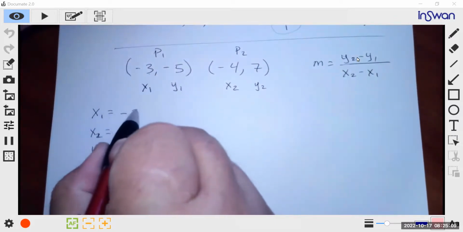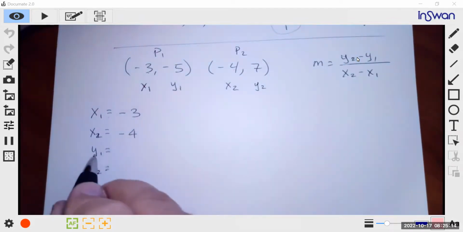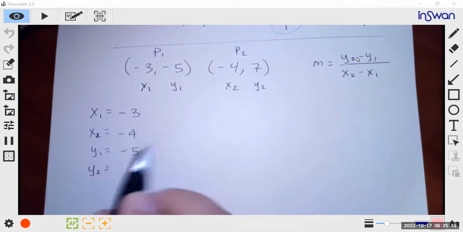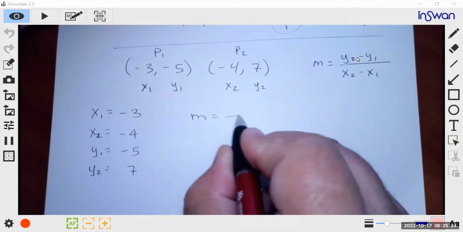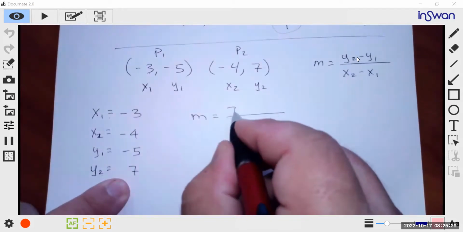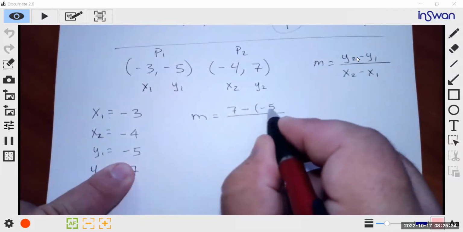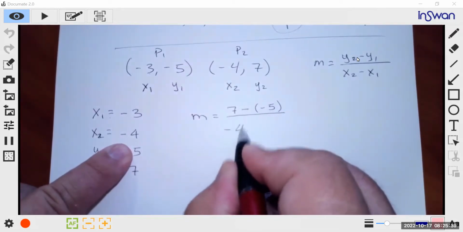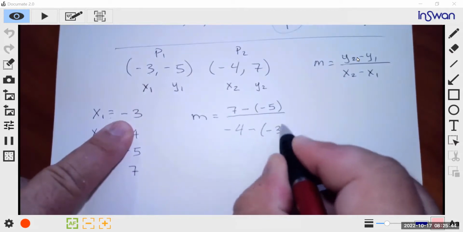X1 is -3. X2 is -4. Y1 is -5, and y2 is 7. So the slope is y2, which is 7, minus y1, which is -5, over x2, -4, minus -3.